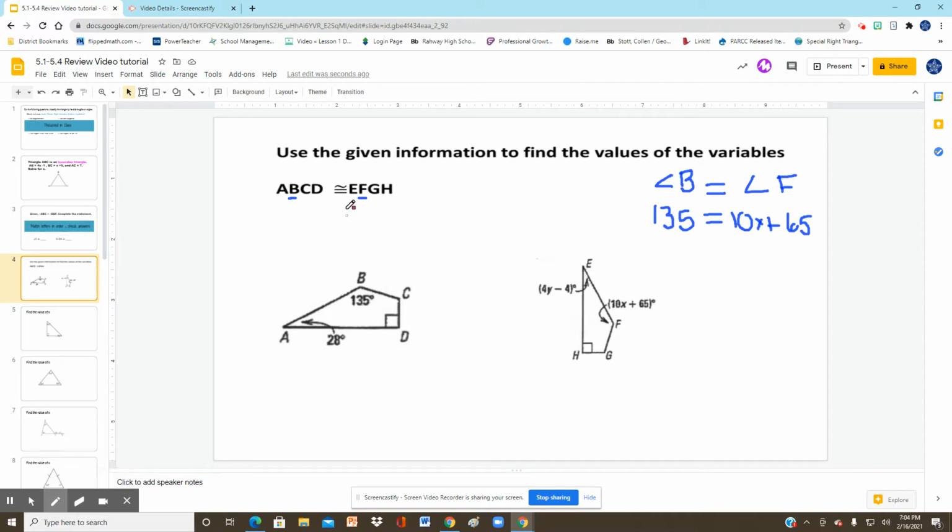So y is at letter E, and the letter that corresponds to that is letter A. So I could say that angle A is congruent to angle E. And I'm going to create that equation again. So angle A is 28, and angle E is 4y minus 4. Again, you have to solve this equation to get your answer. This is just a setup. All right, moving on to our next question.